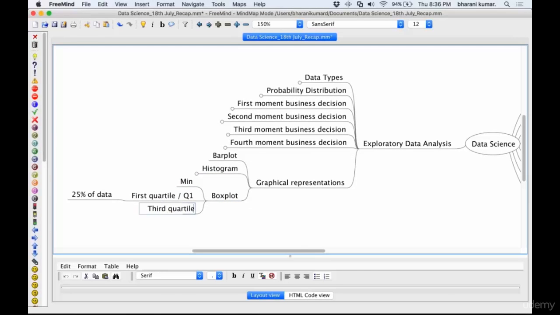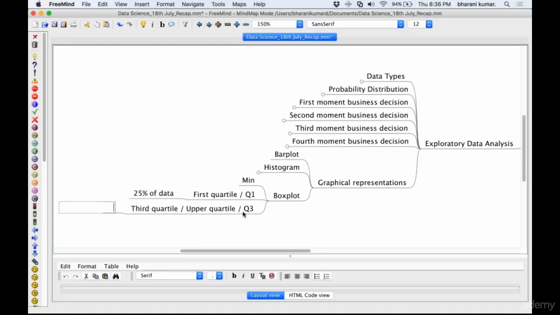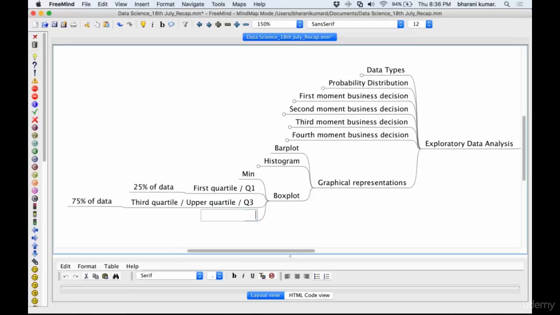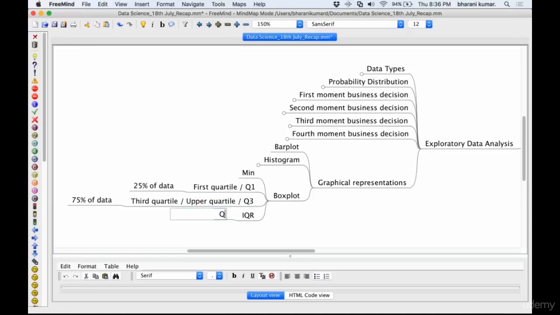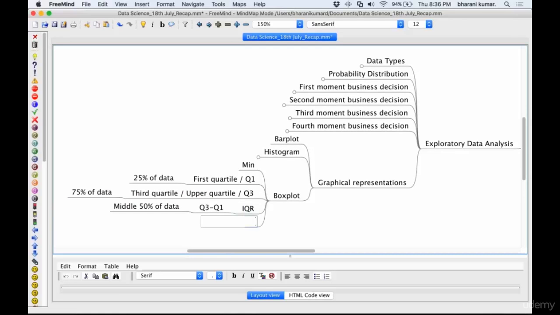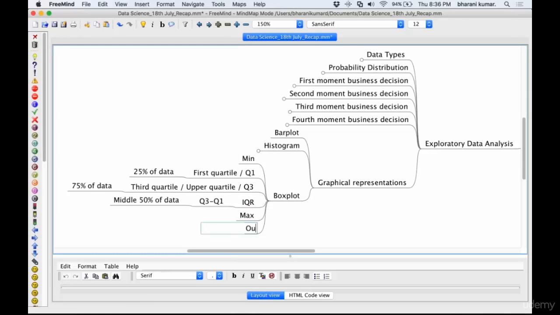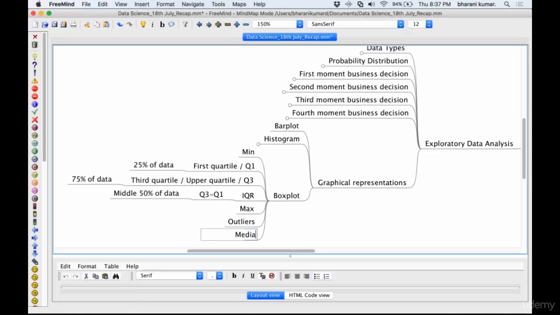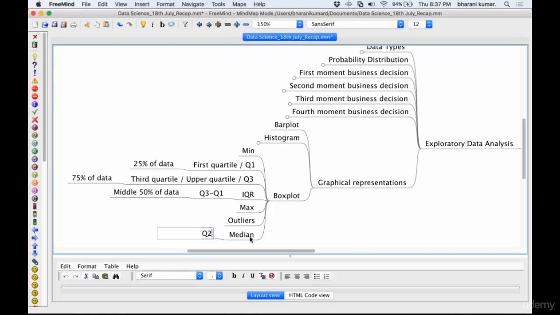And then you have the third quartile, which is also called upper quartile or Q3. From minimum value until here, you'll have 75% of data. And then you have the interquartile range, which is given using Q3 minus Q1. And this would contain middle 50% of data. And you'll have the maximum value, outliers, and median. Median is sometimes also called Q2.